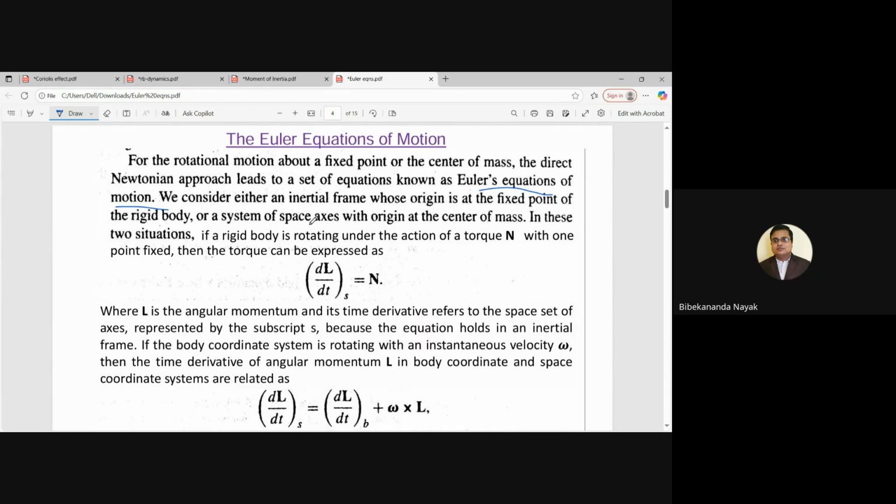We consider either an inertial frame whose origin is the fixed point of the rigid body, or a system of space axes with the origin at the center of mass. That is, we consider the center of the body set of axes is either the center of mass or the given fixed point. If a rigid body is rotating under the action of a torque, we know torque is equal to dL by dt, the change of angular momentum.